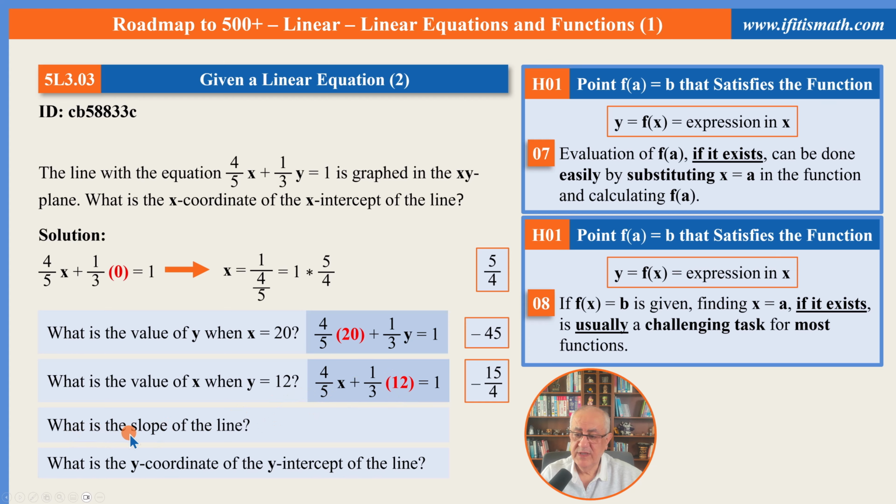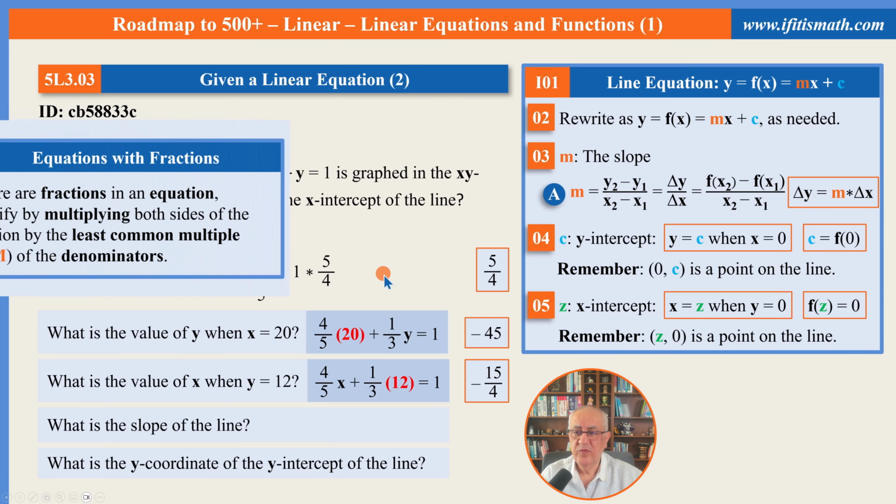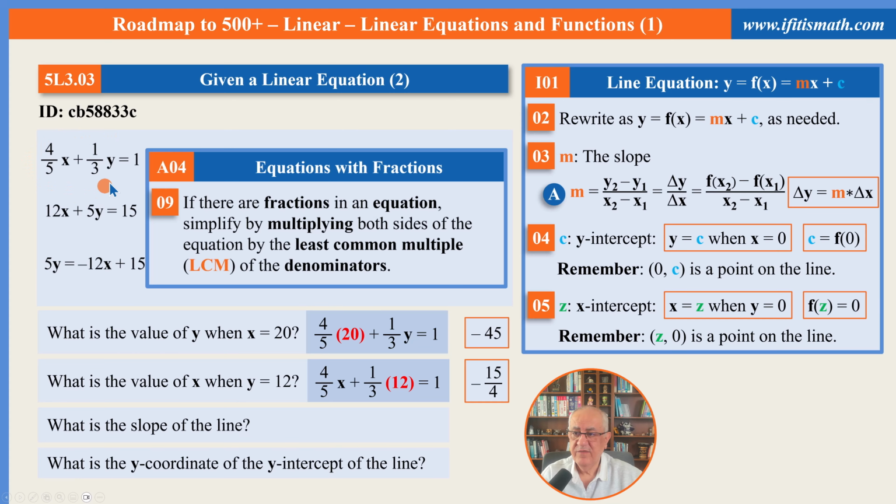All right, next, what is the slope of the line? Well, if the equation were given to us, or the function given to us in this form, we just can pick up m directly. But it's not given to us in this form, so I'm going to convert this form into the form y equal mx plus c. And to do that, I'm going to go through a few steps. That's what I have, okay?